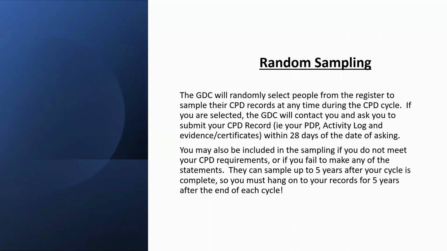The GDC claimed to randomly select people from the register to look at their CPD at any point. So if you are randomly selected, they will ask you for your CPD record. That's your personal development plan, your activity log, and your certificates. Now, this says you may also be included in the sampling if you do not meet your CPD requirements or if you fail to make any of the statements. This wording is taken from the GDC website. Forget the may also be, you will be. If you have not done it, the GDC will be in touch with you saying you are going to be struck off in the next month unless you appeal.